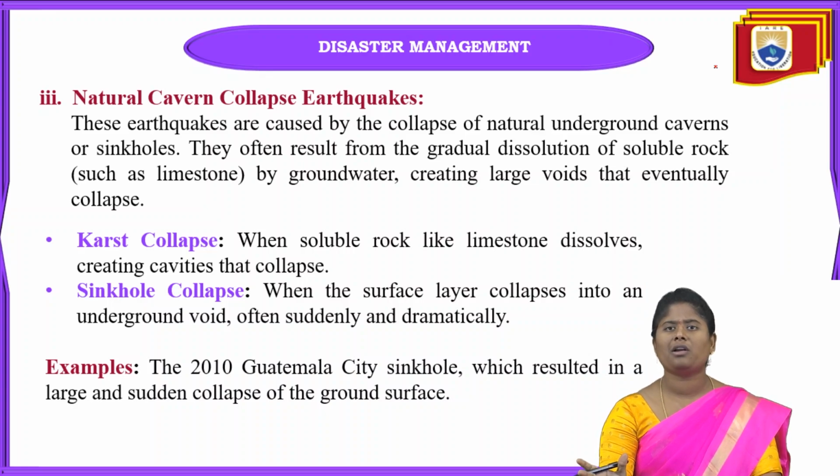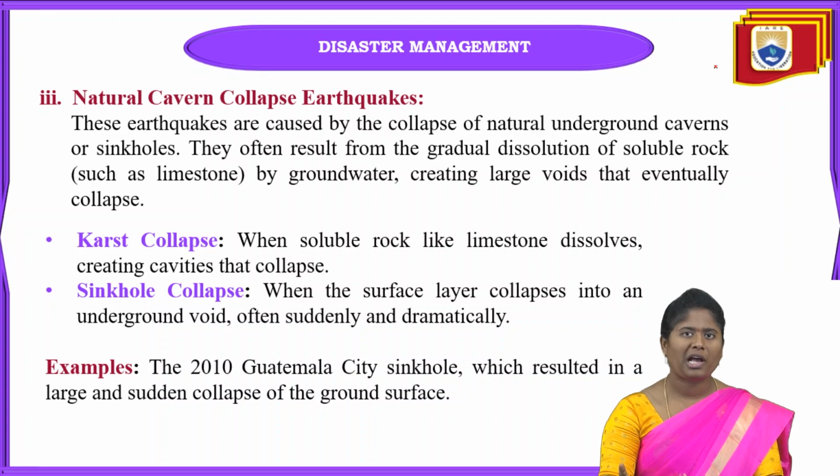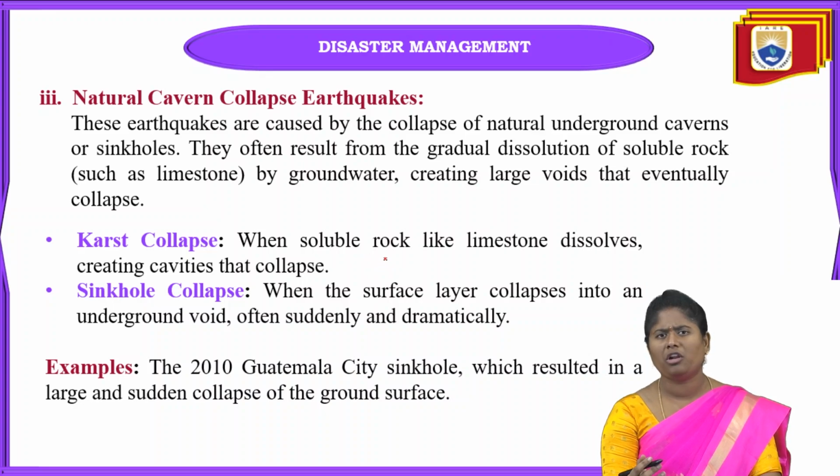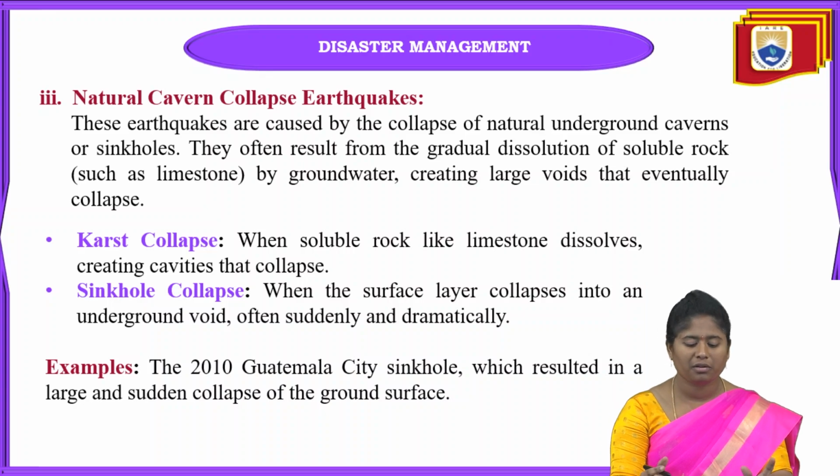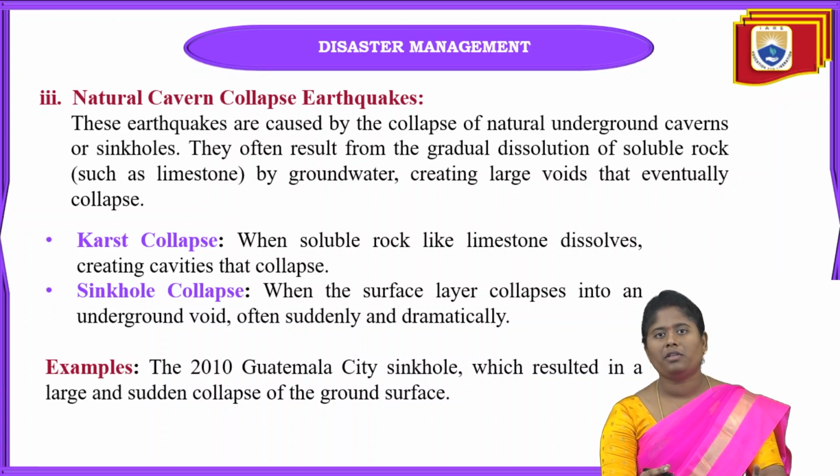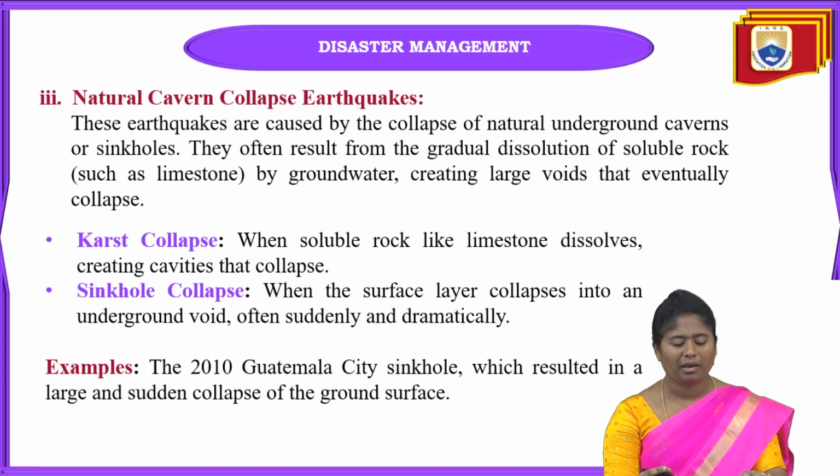When we create large holes, they will eventually collapse in the ground. That is called natural cavern collapse earthquakes. And what are the types of this one? Crust collapse: when any soluble rock like limestone dissolves, that automatically leads to this earthquake. And the next one is sinkhole collapse.